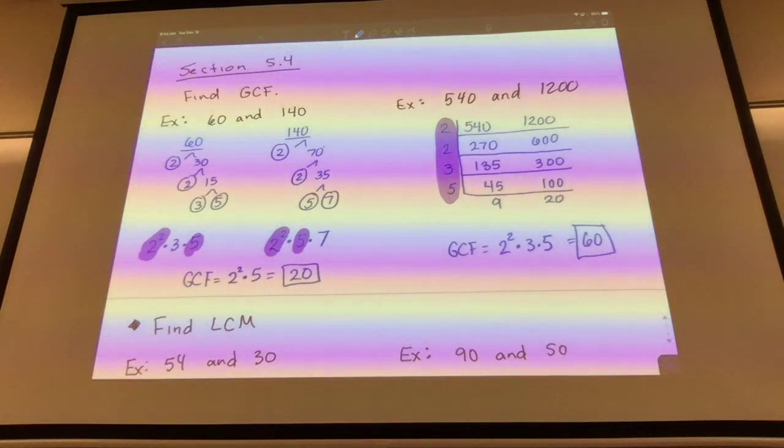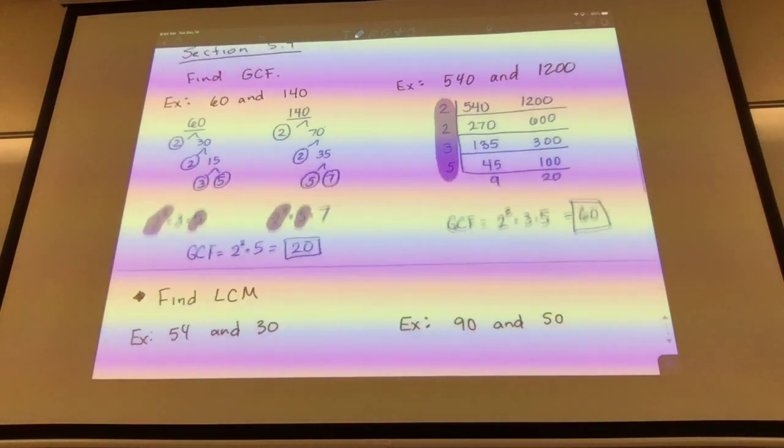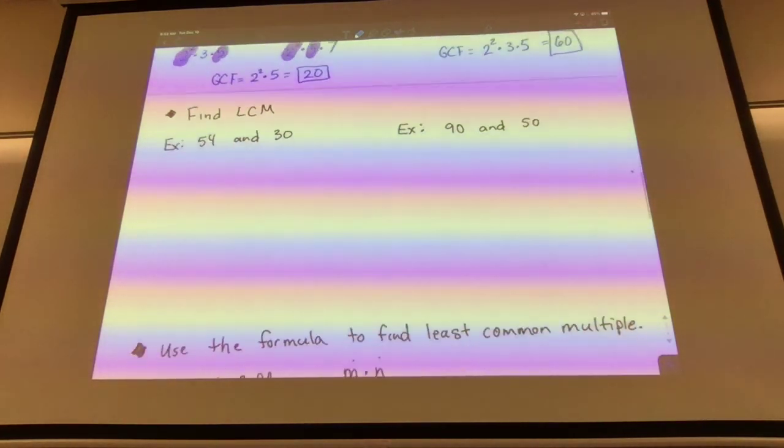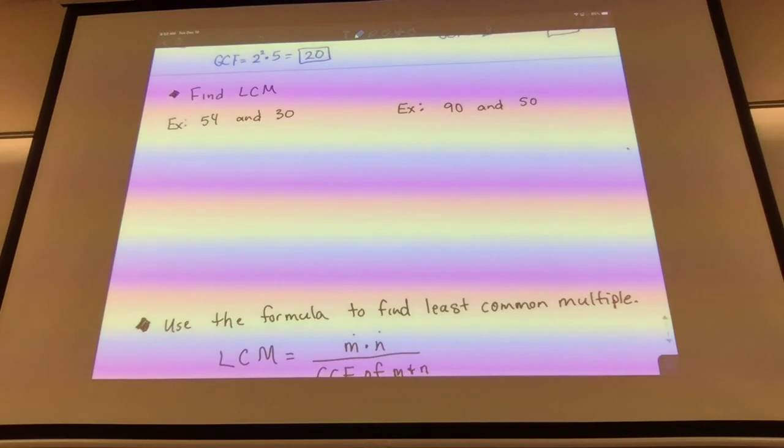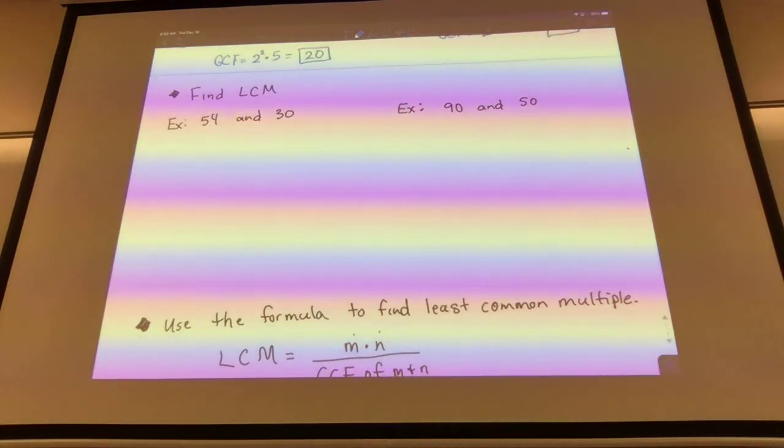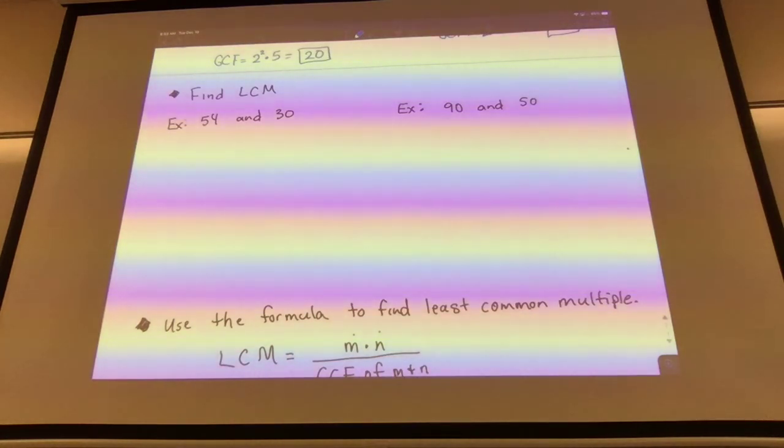Okay, so that's 2 different methods for GCF. Now we're going to look at least common multiple. And we're going to do the same thing. We're going to do one with the tree and one with the table and go from there.